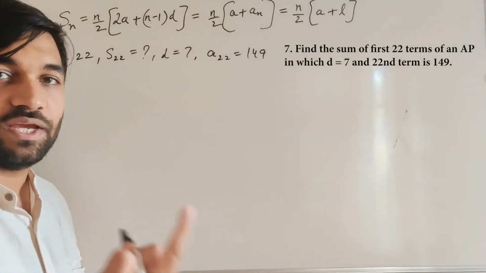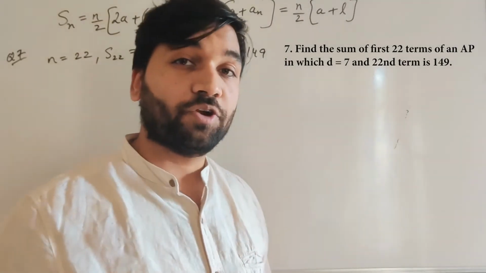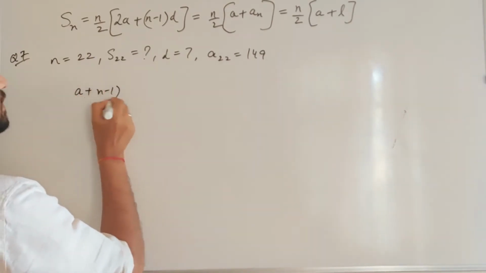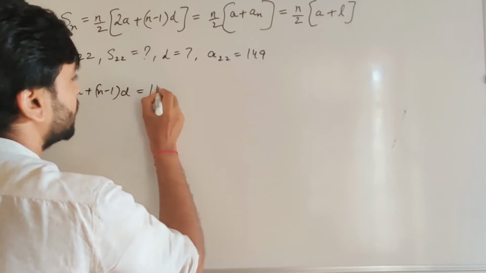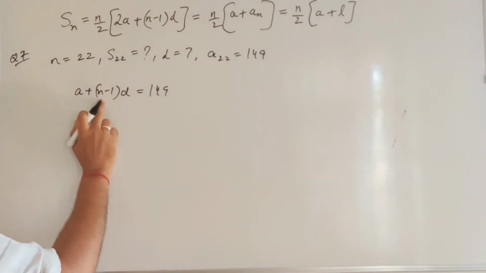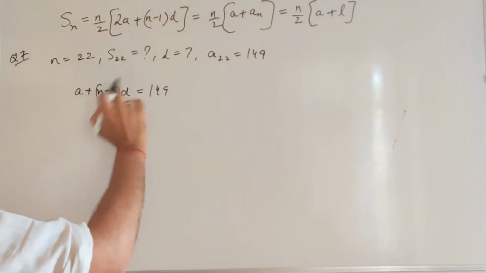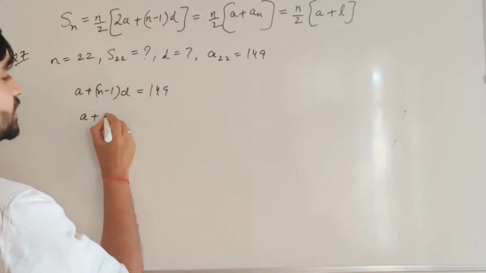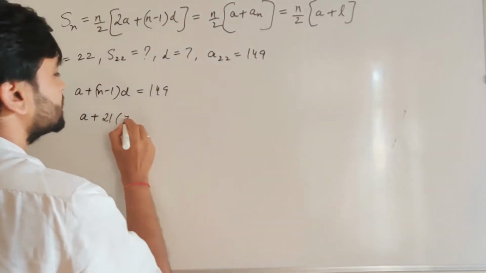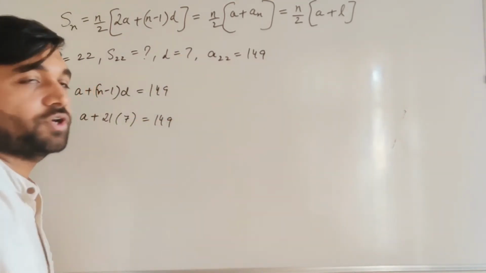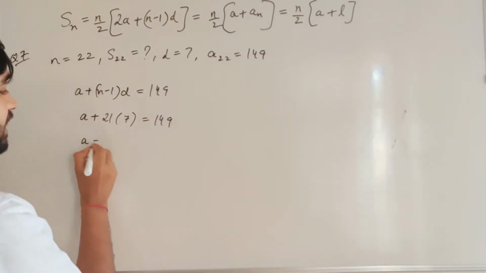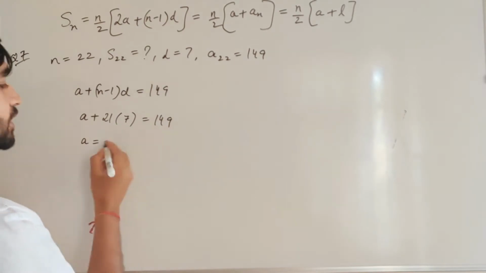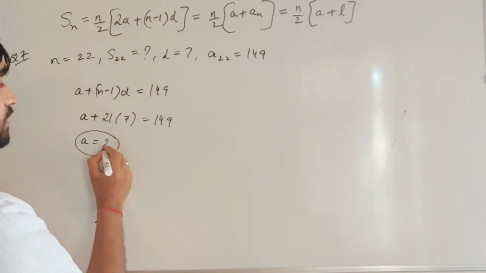A22 is in the form an, nth term. We know the formula for an. An is a plus n minus 1 into d. That is 149. So for A22, n is 22 and d value is given as 7. So let us substitute. a plus 22 minus 1, meaning 21, into the common difference value 7 is equal to 149. So let us simplify. We get a as 149 minus 147. So 149 minus 147 gives you a value as 2.